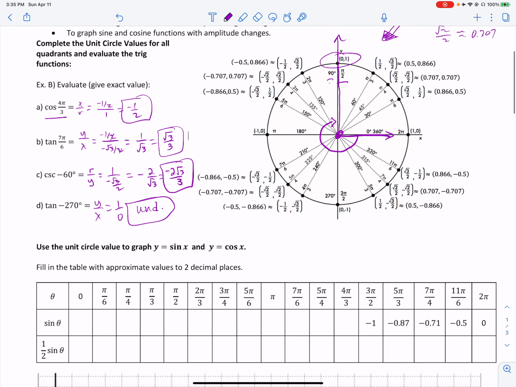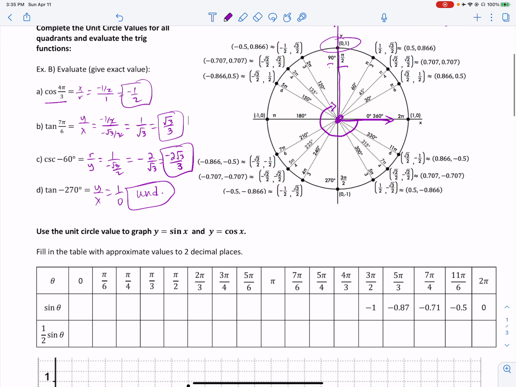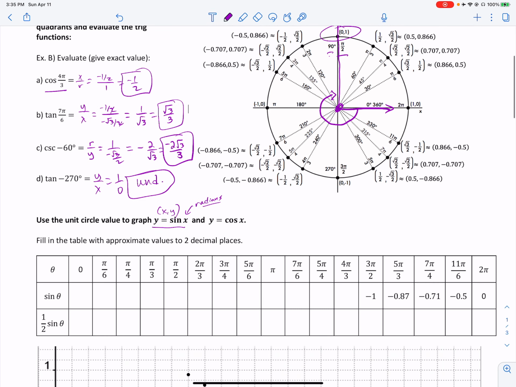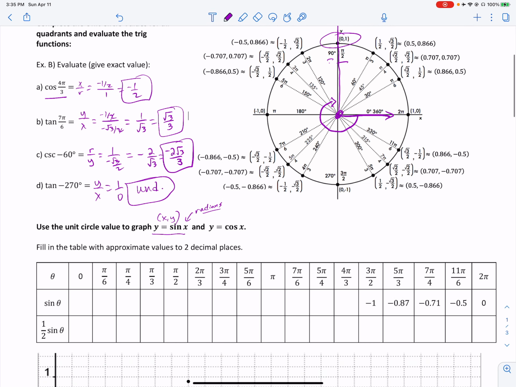So now we're going to use the unit circle and these decimal approximations to graph y equals sine of x. So we're looking at xy ordered pairs that satisfy this, and we're going to let x, our angle, be in radians in this case. We're going to give our angles as we go around the unit circle: pi 6, pi 4, pi thirds, pi halves, 2 pi thirds, 3 pi 4, 5 pi 6. Those are all the radian angle values that we're using.